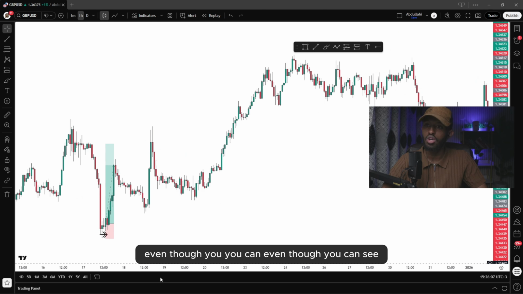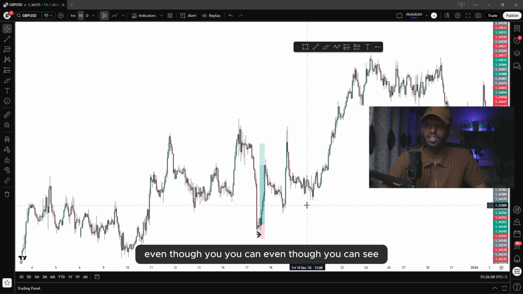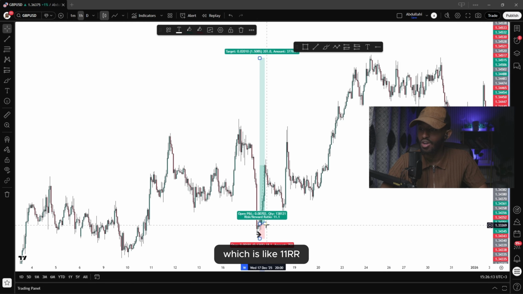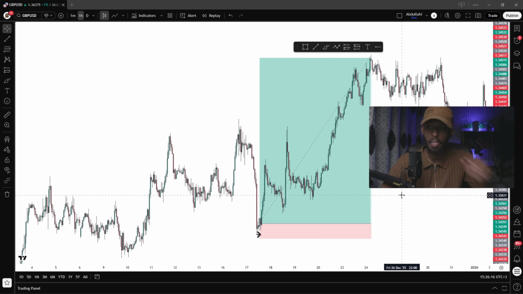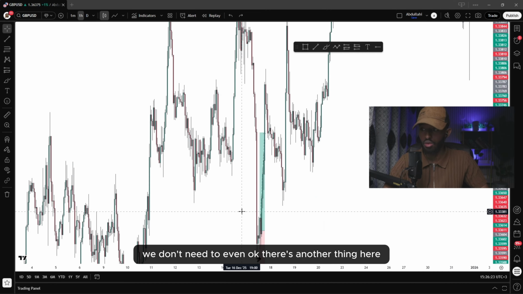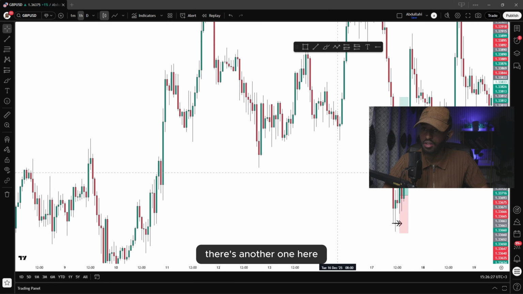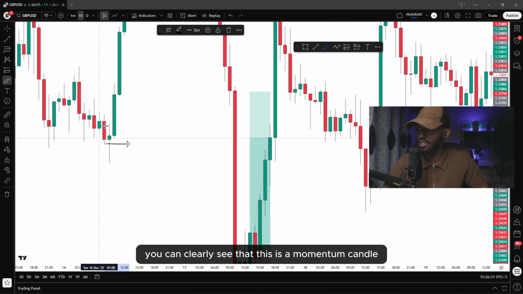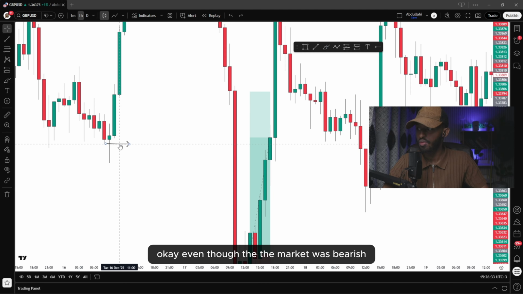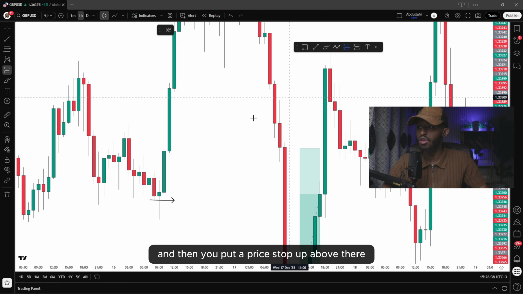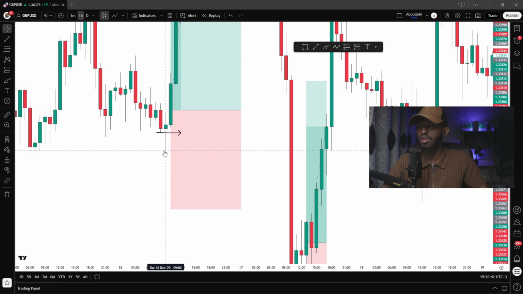Even though you can see that it has reached till here, which is like 11RR, that's not our goal. We don't need to follow until 11RR. Okay, there's another one here. We can absolutely check this one. You can clearly see that this is a momentum candle. Even though the market was bearish, you got a momentum candle here, and then you put a buy stop up there. Boom.